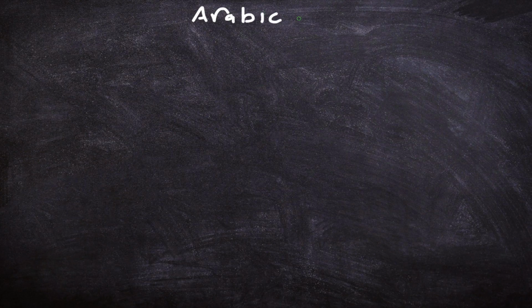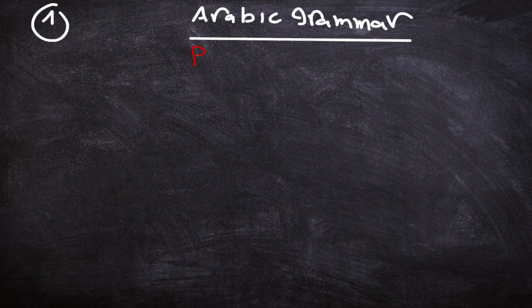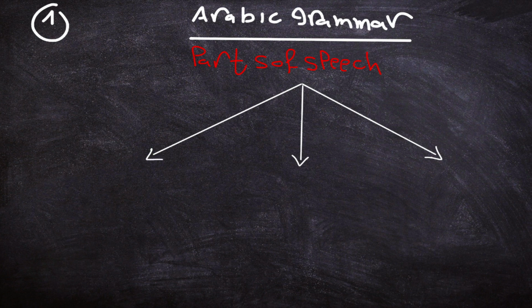In today's episode, we're going to be speaking about Arabic grammar. I'm going to be starting with speaking about Arabic parts of speech. Or, in a different way, how many types of words do we have in Arabic? There are three main types of words in Arabic.